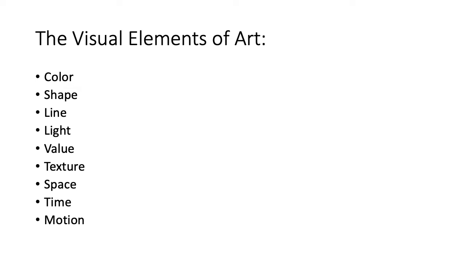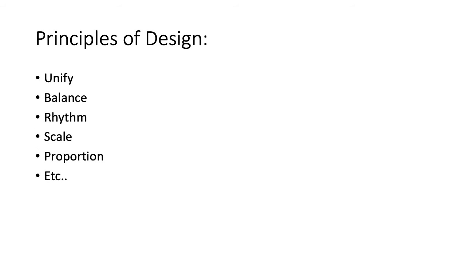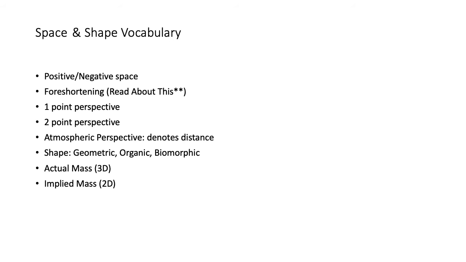So we already talked about line. We're going to talk about shape and space today, but all the visual elements, color and value and texture and space and time and motion, all that comes into play, and we'll be covering it the next few classes. And design needs to unify, balance, have rhythm, scale, proportion, etc. We'll go over that another day. Today we're going to be covering positive, negative space. Without one, you can't have the other.